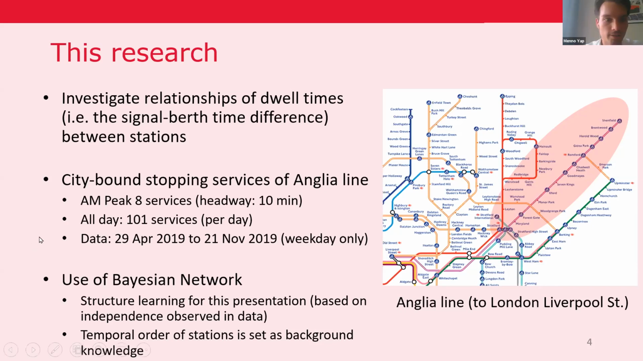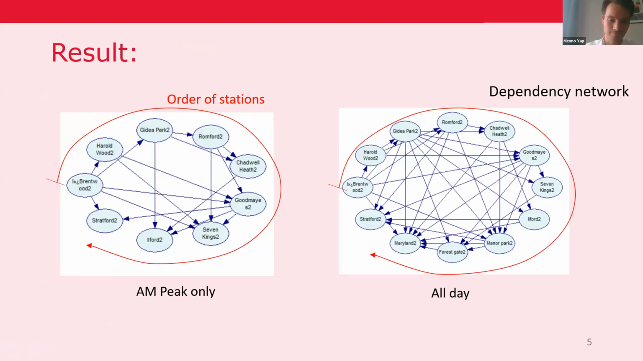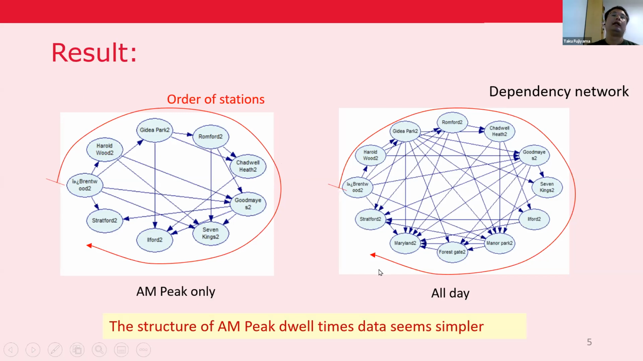So one minute to go. Yeah, here is a result. We have the M peak only. This is the identified structure. Arrows mean the data dependency, for example Brentwood to Stratford. You can see that the M peak structure is quite simple, whereas all day you have a complicated structure. That may be because the data is much larger, and maybe there are many things out there.